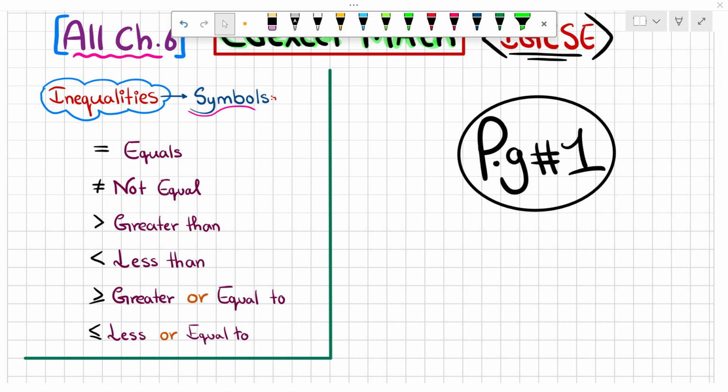To start off with topic 6, we have to understand the equality and inequality symbols. This is like a review from grade 4 or something. This is an equal sign, not equal sign is the equal sign with a dash, greater than, moving to the right, less than, moving to the left, greater than or equal to, with a line, less than or equal to, with a line.